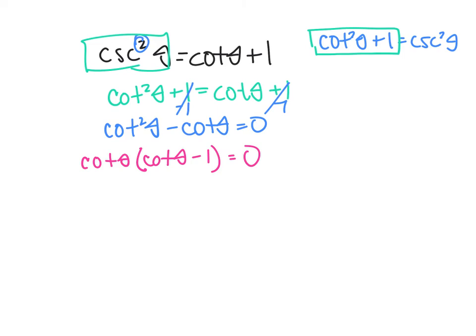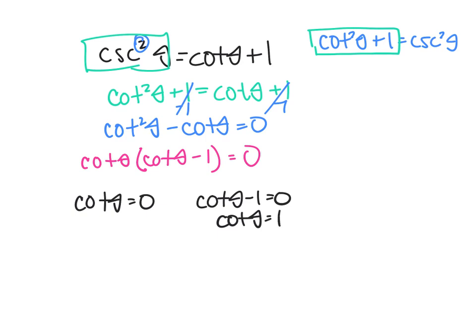We have it factored, so now just split it up. Either cotangent equals 0 or cotangent minus 1 equals 0, which means it equals 1. So now back to the unit circle, we know cotangent is x over y. So for x over y to be 0, that means the numerator has to be 0. So x is 0, it's going straight up and straight down. So this one gives us 90 degrees and 270 degrees.